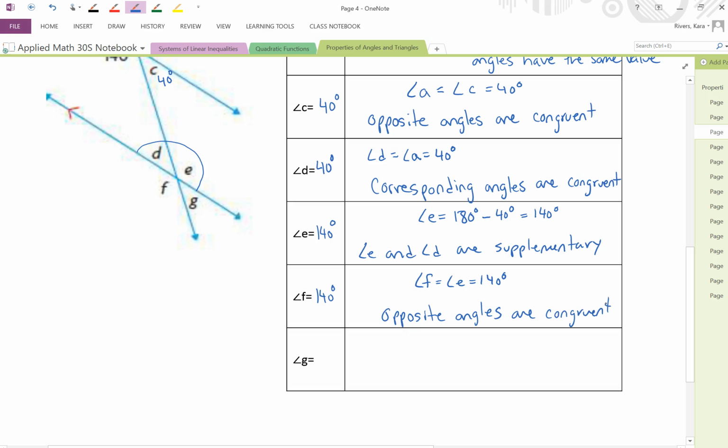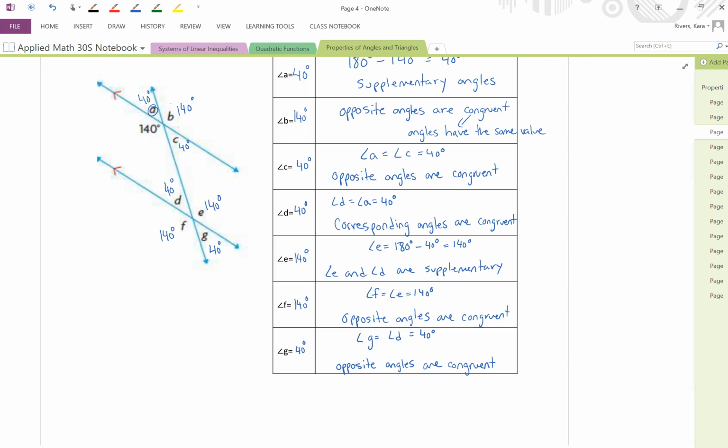And finally angle G. So I'm going to label these other ones. Angle D was 40 degrees, angle E is 140 degrees, and angle E and angle F are opposite, so that's also 140 degrees, and you're left with G. And angle G is equal to angle D for the same reason. They're opposite angles, which are congruent. So we've figured out all 8 angles, and this is all based on the investigation we did above.